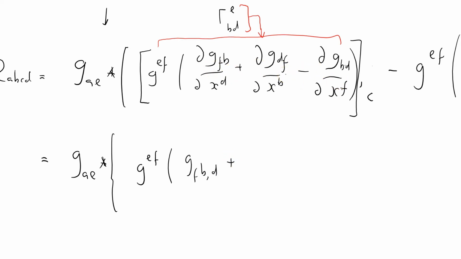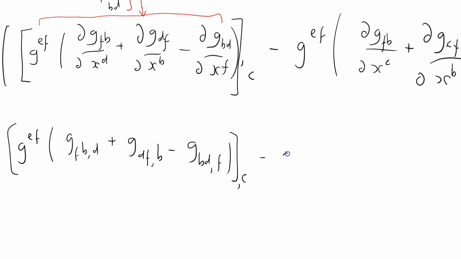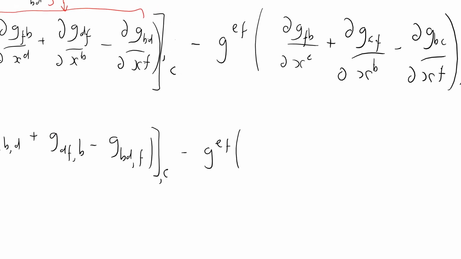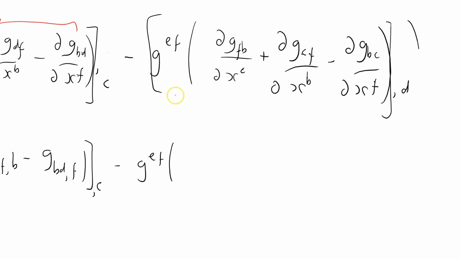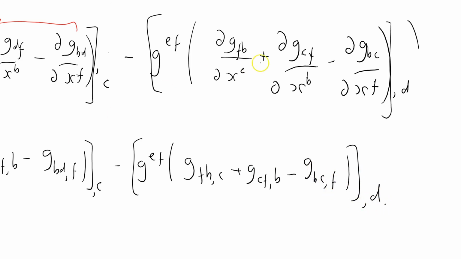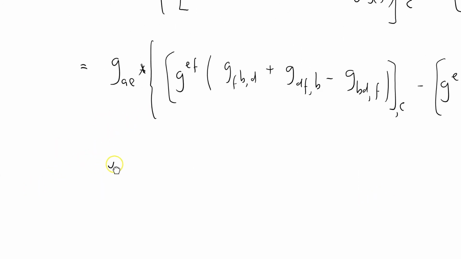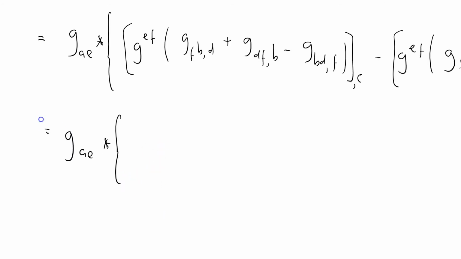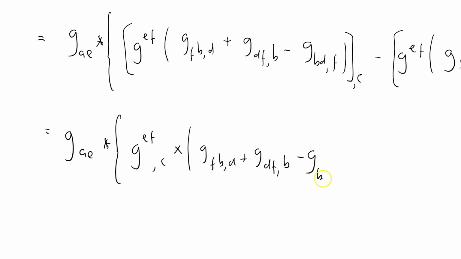I'm used to writing down Christoffel symbols with Leibniz's notation here, but G, D, F, oops, I'm still writing the D because I'm copying it. G, D, F, comma B, minus G, B, D, comma F. And this is all differentiated with respect to C, minus G, E, F, times, actually that's a bracket as well, isn't it? G, E, F, G, F, B, comma C, plus G, C, F, comma B, minus G, B, C, comma F, all comma D. Whew, what a mess. So it's equal to G A E times, right, it's G, E, F, comma C times G, F, B, comma D plus G, D, F, comma B minus G, B, D, comma F.